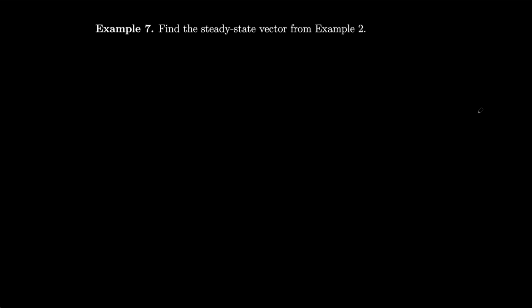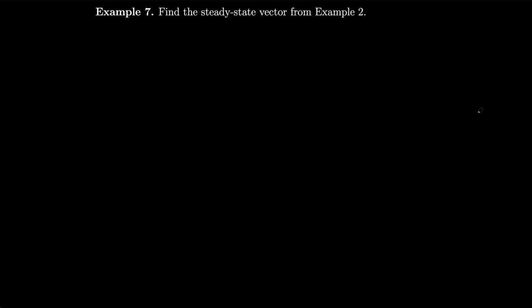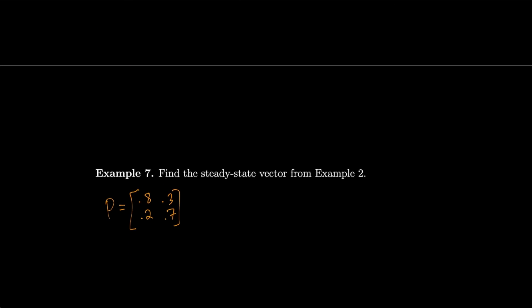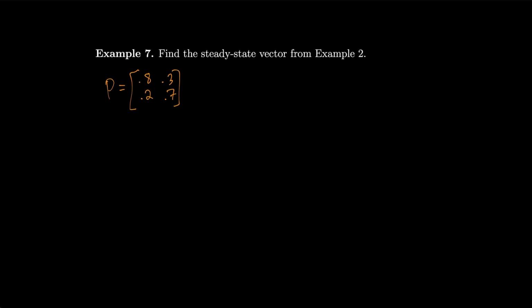So let's do an example and find the steady state vector from example 2. Instead of just multiplying all the state vectors by P over and over again to see what it approaches, we can calculate it by writing out what P was. Our transition matrix was 0.8, 0.2, 0.3, 0.7, and then we know that PQ equals Q, so that's the same thing as saying that (I minus P) times Q equals the 0 vector.